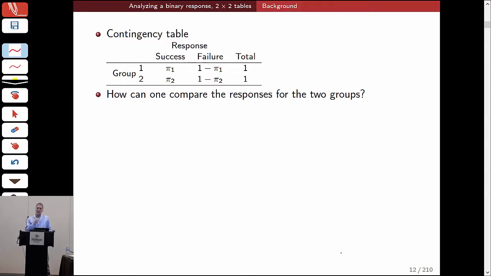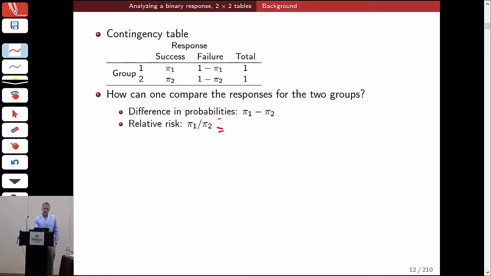So again, as I was mentioning before, we want to do some comparisons for pi 1 and pi 2. How can you compare the two? You could simply take the difference in the probabilities, pi 1 minus pi 2, and it might be of interest to determine whether it is equal to 0 or not, because if it was equal to 0, the two probabilities of success would be the same. But you could also use something called the relative risk, which instead of taking the difference between the two probabilities, takes the ratio, pi 1 divided by pi 2.